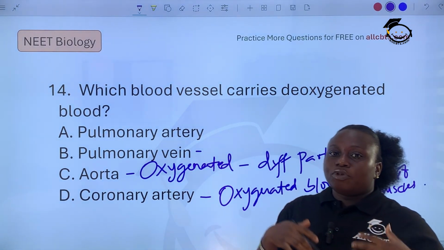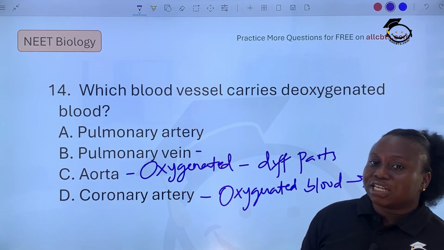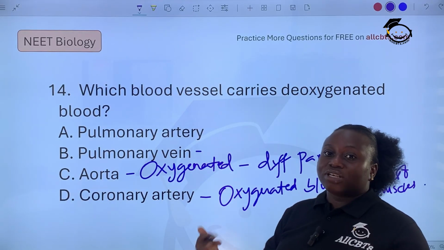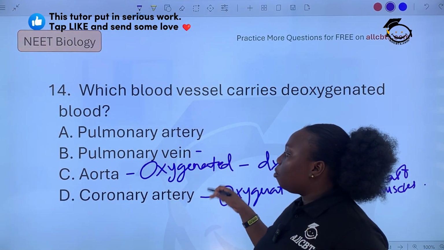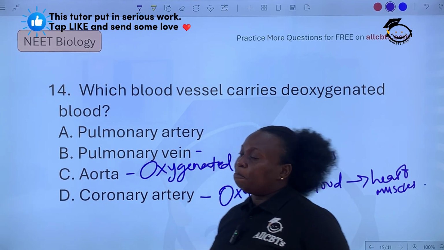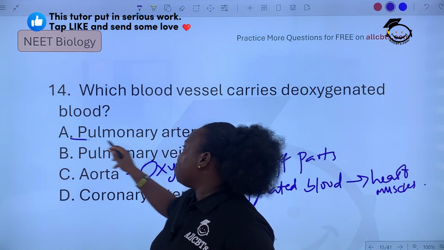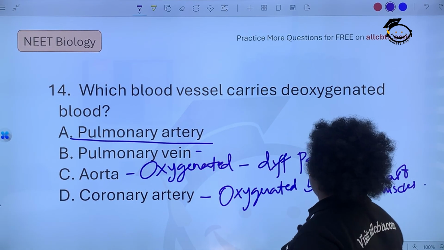So when it carries that blood to the lungs, from there diffusion will occur. Then the vein will now carry the oxygenated blood, the one that already has oxygen, back to the heart, and it will now be pumped out through the aorta. So our answer here is option A. The pulmonary artery is the one that carries the deoxygenated blood.